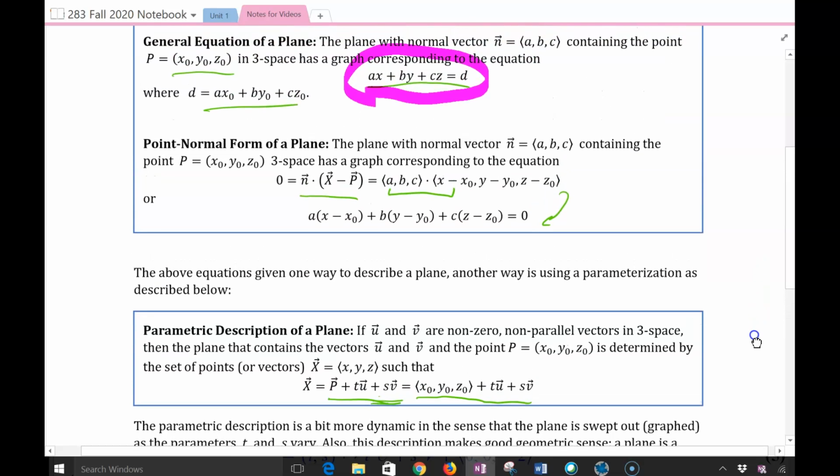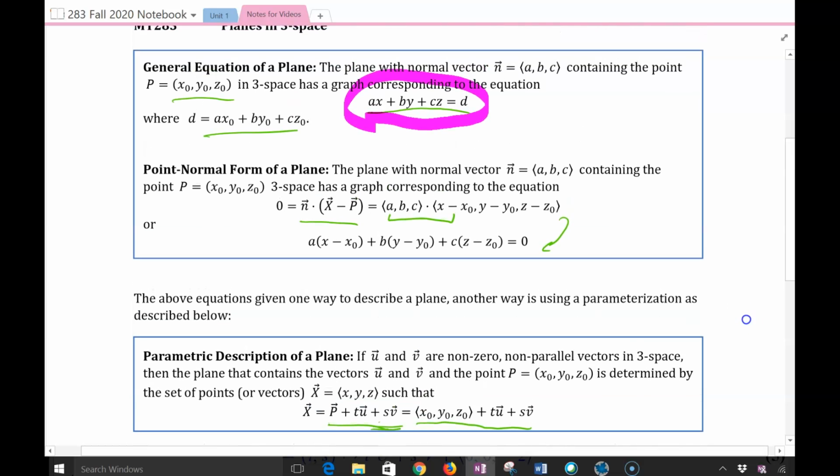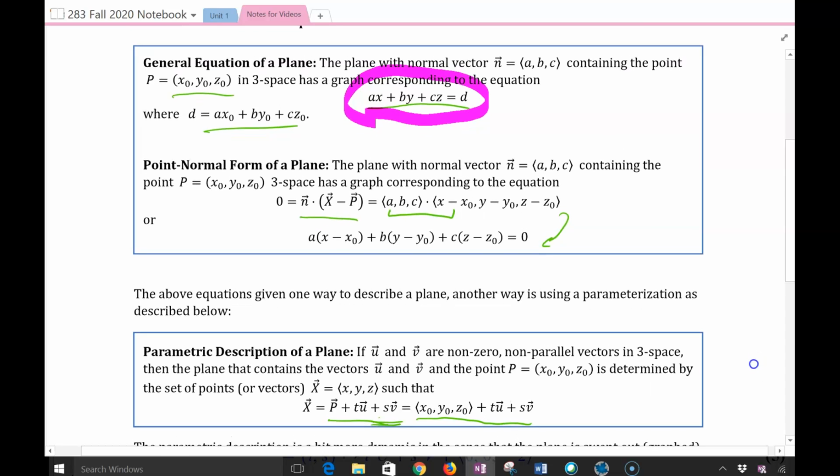All right, so what's the difference between these? The first one, circled above, you need to know a vector which is perpendicular, or what we also refer to as normal, to the plane to determine the equation.